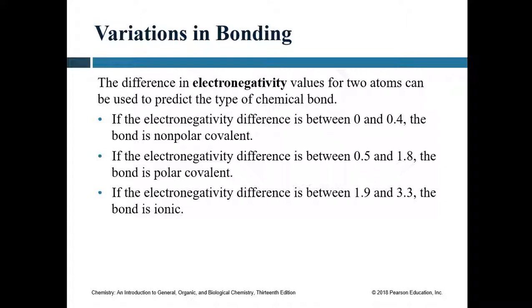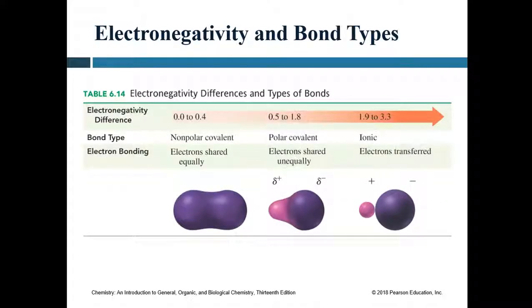So this summarizes it. If the electronegative difference is between 0 and 0.4, it's nonpolar covalent. If it's between 0.5 and 1.8, it's polar covalent. If it's 1.9 or greater, it's ionic. Or usually if there's a metal first, then it's going to probably be ionic.